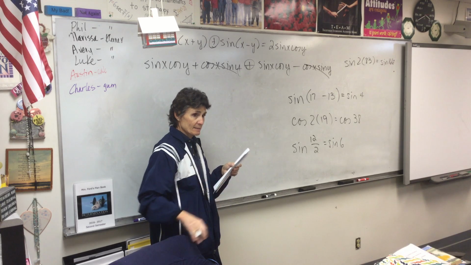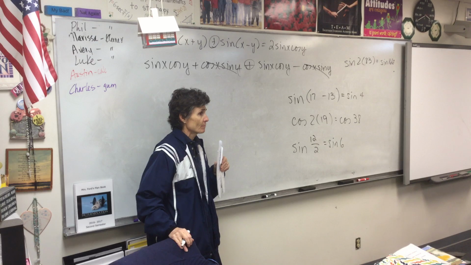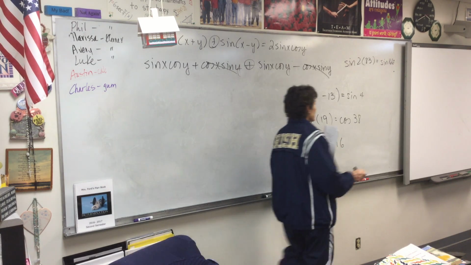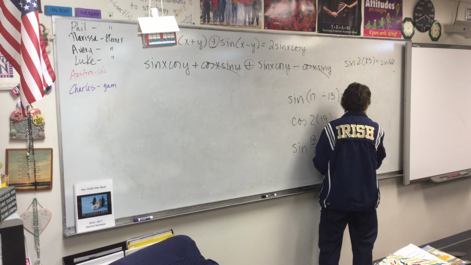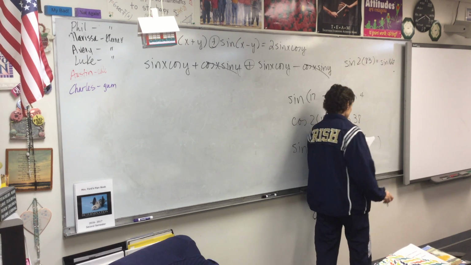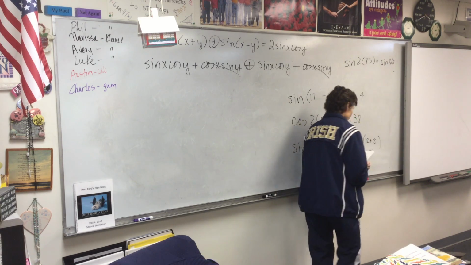All right, what's next? Tan plus tan over 1 minus tan tan. That's the tangent of angle plus angle. And the angles are 12 and 5, so that's the tangent of 17.